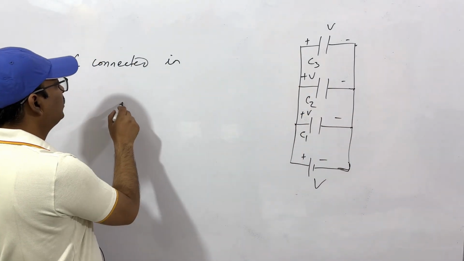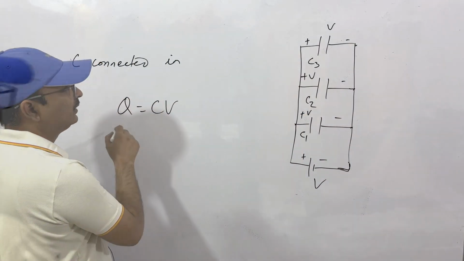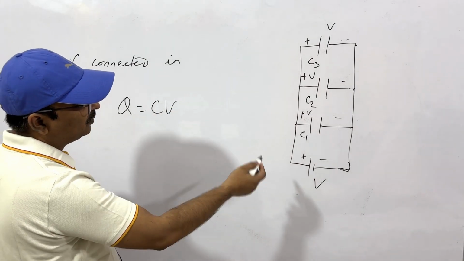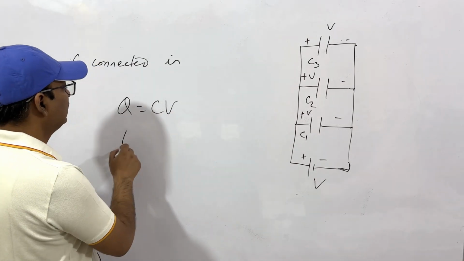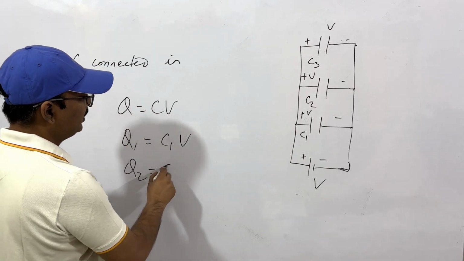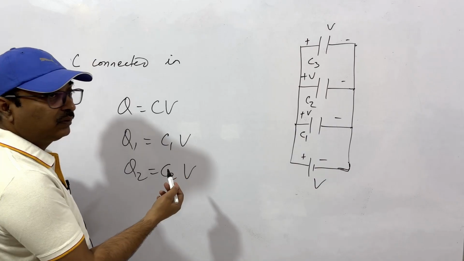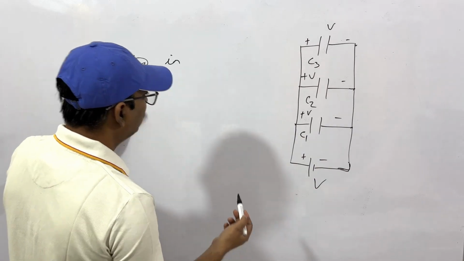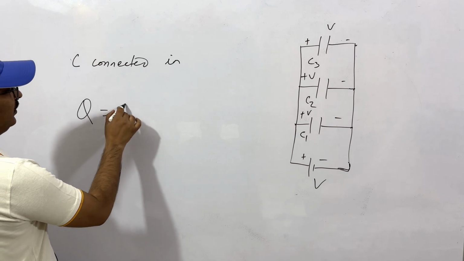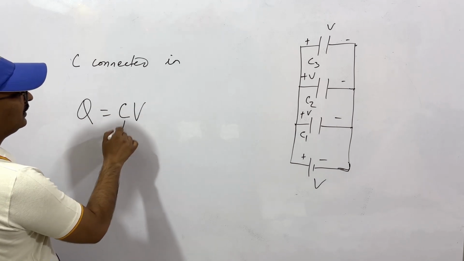Obviously, we know that Q is CV. Since capacitances are different, different charges will be accumulated over the different capacitors. That is, Q1 on this capacitor will be C1V, Q2 will be C2V, Q3, C3V, and so on. And what will be the total charge? The total charge, let's say Q, we can say this is CV, where C is the equivalent capacitance.